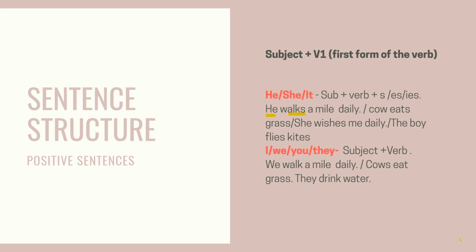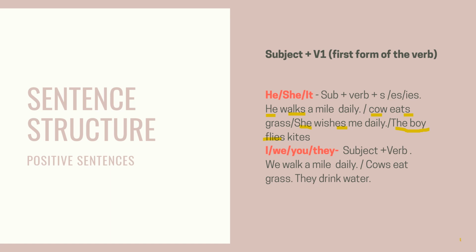In the second, cow is again a third person singular subject and eat is the verb, and so we have added s to it. In the third sentence, she is the subject, wish is the verb, and to it we have added es. And in the last sentence, the boy is again a third person singular, therefore fly is the verb, and we have added ies to complete the sentence. So in this way, for third person singular, we need to add s, es or ies to the verbs.